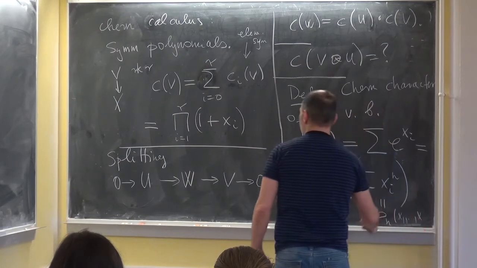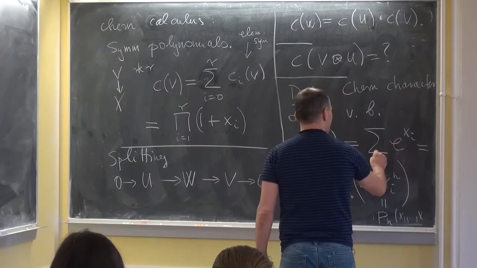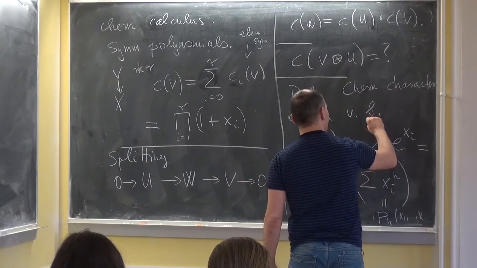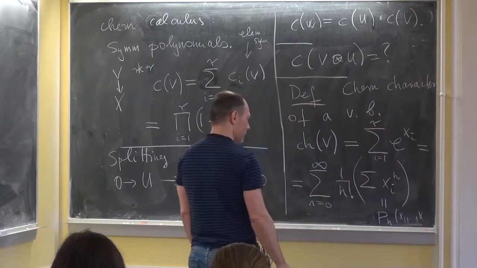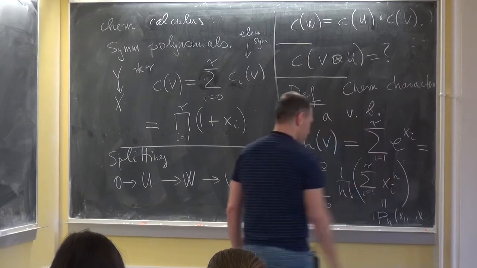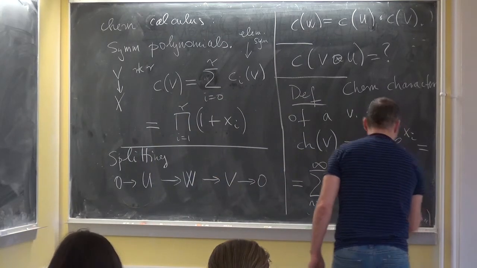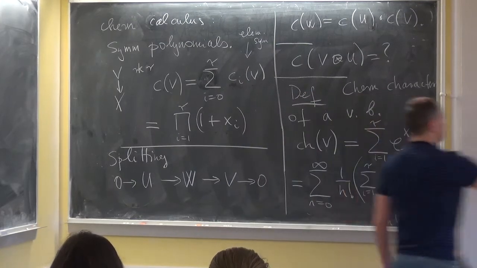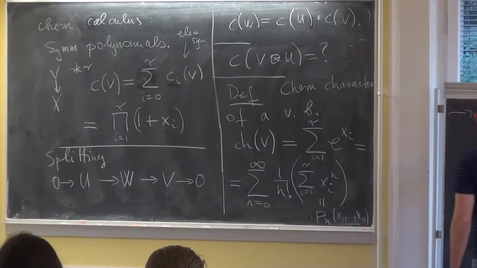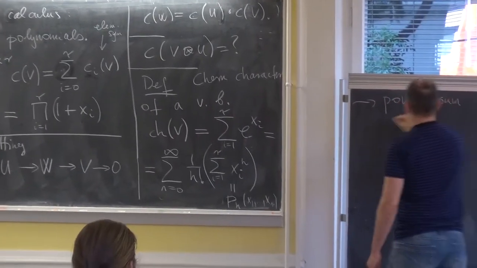No, x, so I made a mistake. No, I didn't. x_r. So this is now a sum where i goes from 1 to r of the x's. And here also, i goes from 1 to r. So this is an infinite set, x_r. It's called power sum symmetric polynomials.